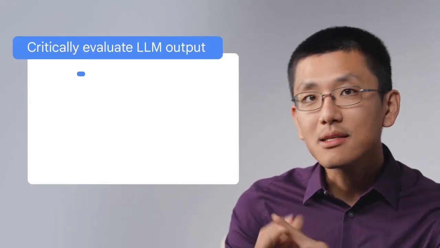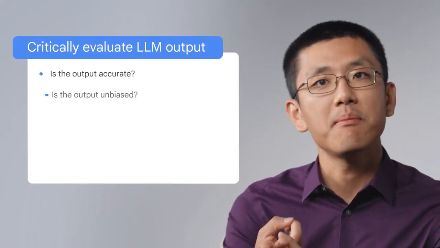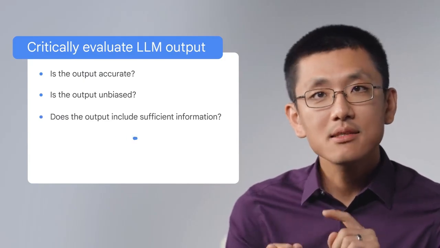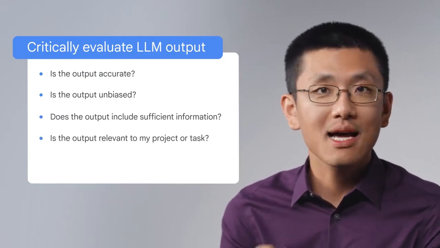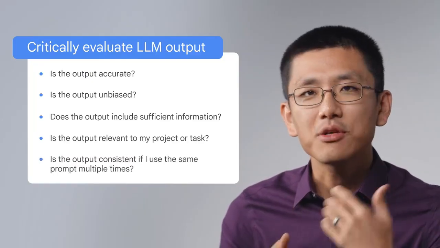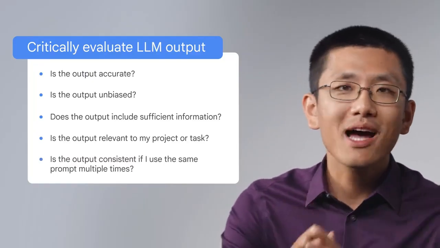Second, LLM limitations. Previously, you learned that LLM output may sometimes be inaccurate, biased, insufficient, irrelevant, or inconsistent. You should critically evaluate all LLM output by asking yourself the following questions. Is the output accurate? Is the output unbiased? Does the output include sufficient information? Is the output relevant to my project or task? And finally, is the output consistent if I use the same prompt multiple times?